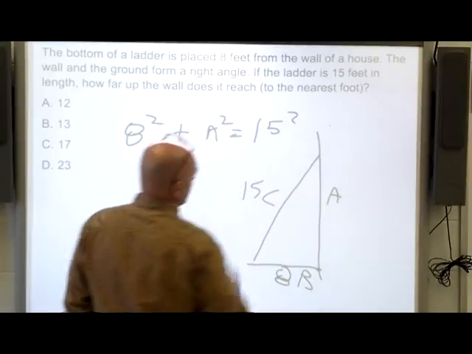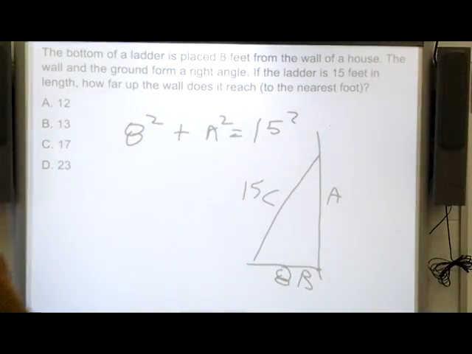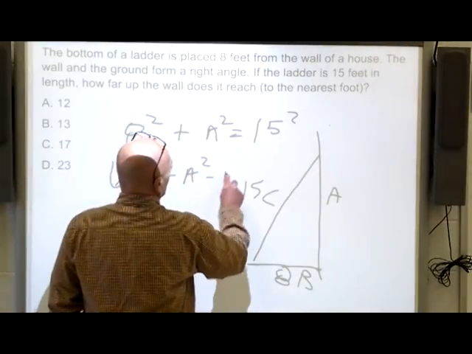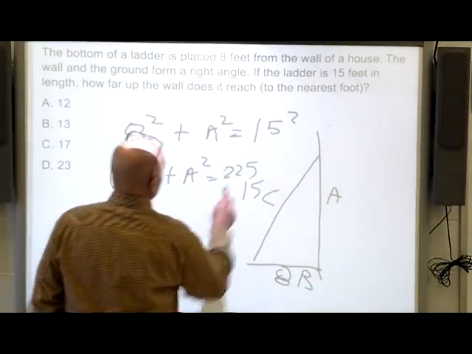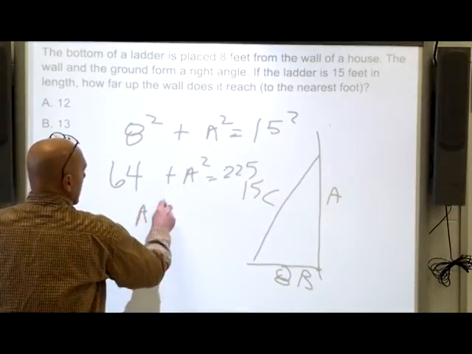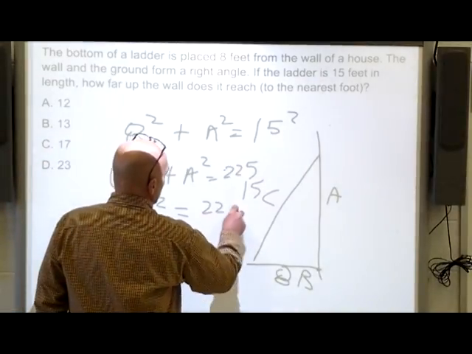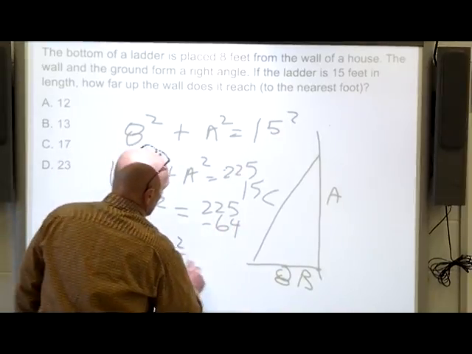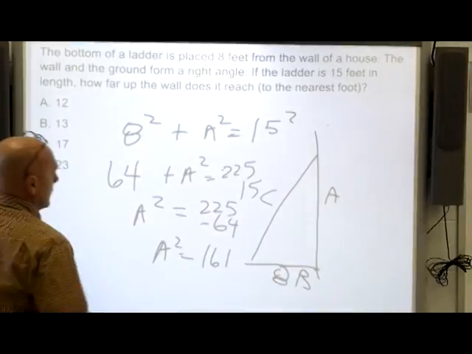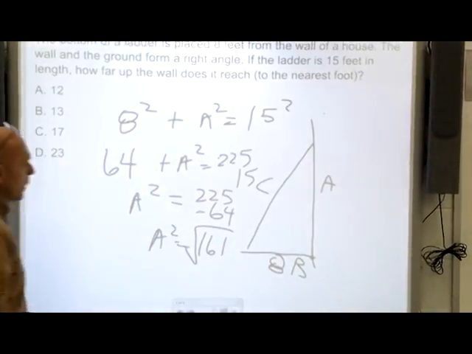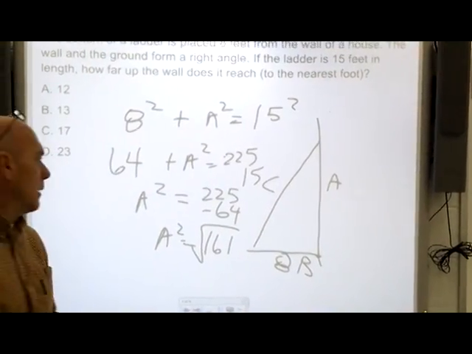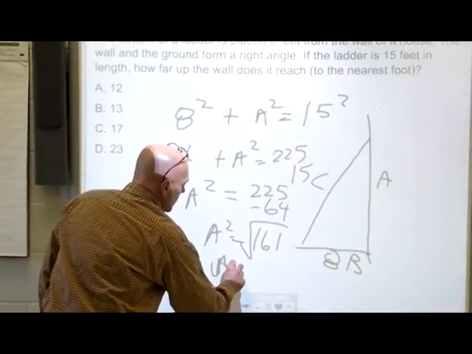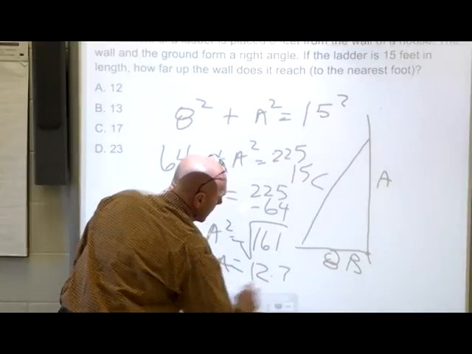This is our 15-foot ladder. If we square those, we get 64 plus a squared equals 225, and for a squared, you're going to take the 64 from it, which gives 161. Let's find the square root of 161. We know that 169 is a perfect square, it would be 13. So a squared is a little bit less than that, 12.7.